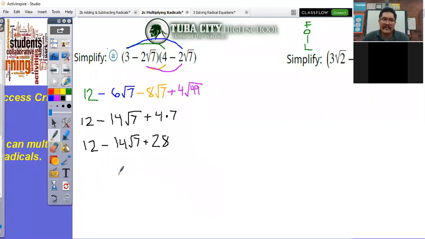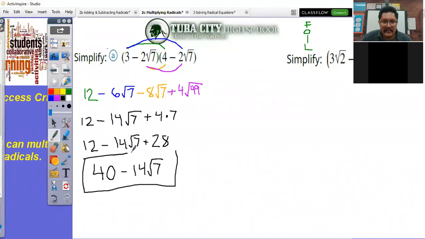And I have another whole number here, so I have like terms. So like terms don't have to just be same variable, same power. They can also be regular numbers as well. In this case, they have no variable, so that makes them the same. 12 and 28, so that would be 40 negative 14 root 7. And in this case, there's nothing else I can do. I have no more like terms. I can't take the square root of 7, or I can't even break 7 down into any numbers. And there we go.